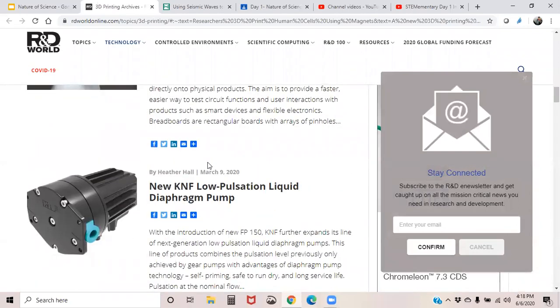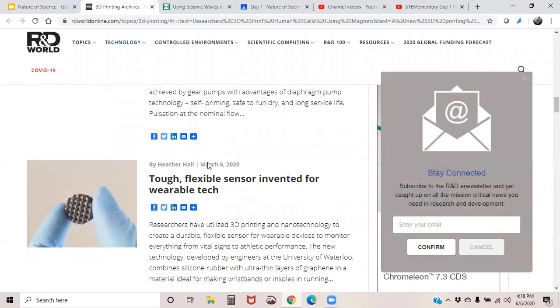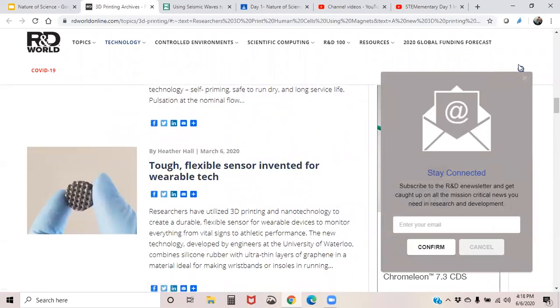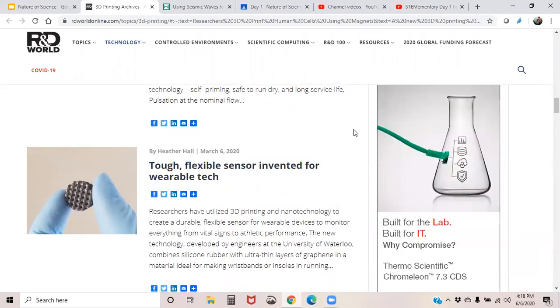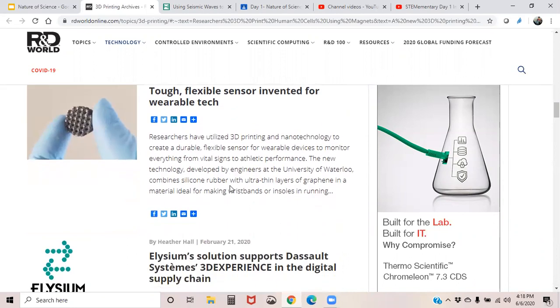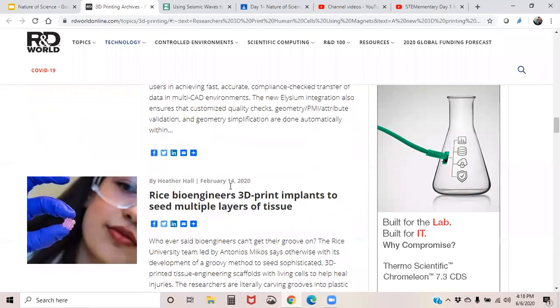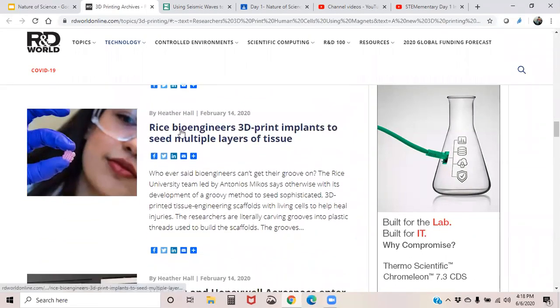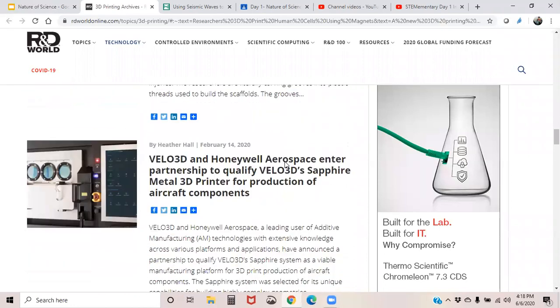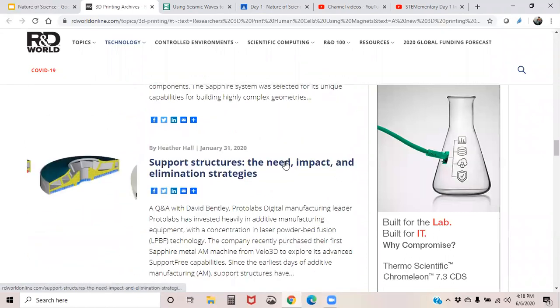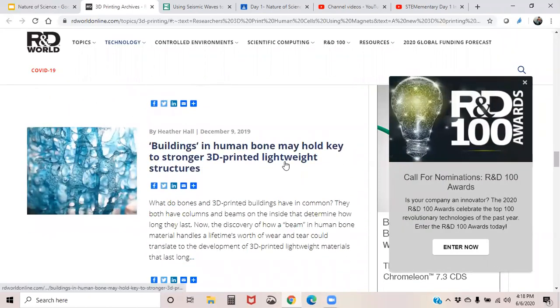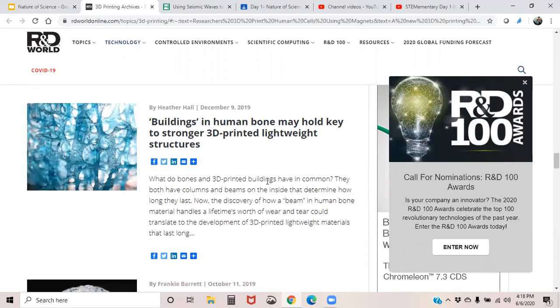that are out about how 3D printing is being performed to try to improve our quality of life, but also to actually research that's being done. So here's a bioengineering 3D printing implant to seed multiple layers of tissue. And it goes along with our bio theme from the last point.